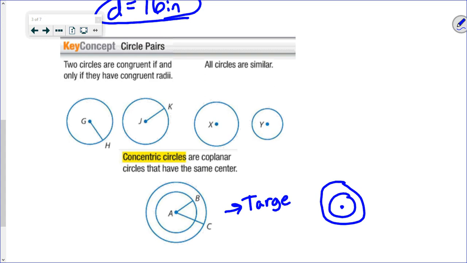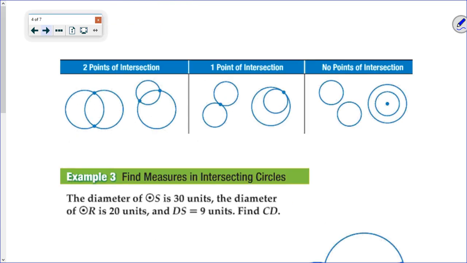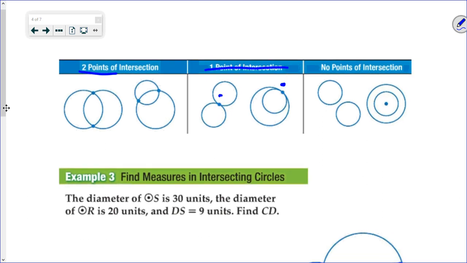Okay. Here on the next, we've got how circles could intersect. A couple of examples of 2 points of intersection, kind of looking like a Venn diagram there. 1 point of intersection, they could intersect on the edge. And then no points of intersection, just circles that are drawn independently, or concentric circles. So that's how circles intersect.